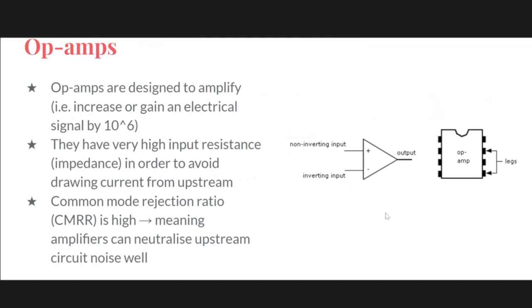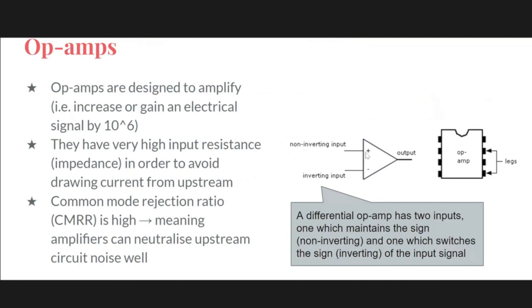They have the feature of having a very high input resistance, and this avoids drawing current from upstream. Another way of saying that is that it has a high common mode rejection ratio, and therefore, it's another way of neutralizing upstream circuit noise as well.